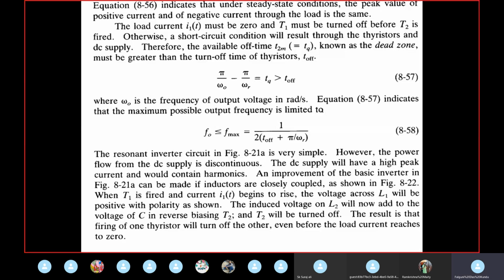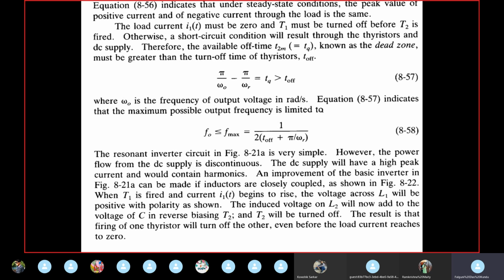Now the load current IT must be 0 and T1 must be turned off before T2 is fired. That is the condition of self commutation, okay? Otherwise, what happens? A short circuit condition will result through the thyristor and the DC supply. Therefore, the available off time, which is equal to TQ, called the dead zone, must be greater than the turn off time of the thyristor, which is T off.